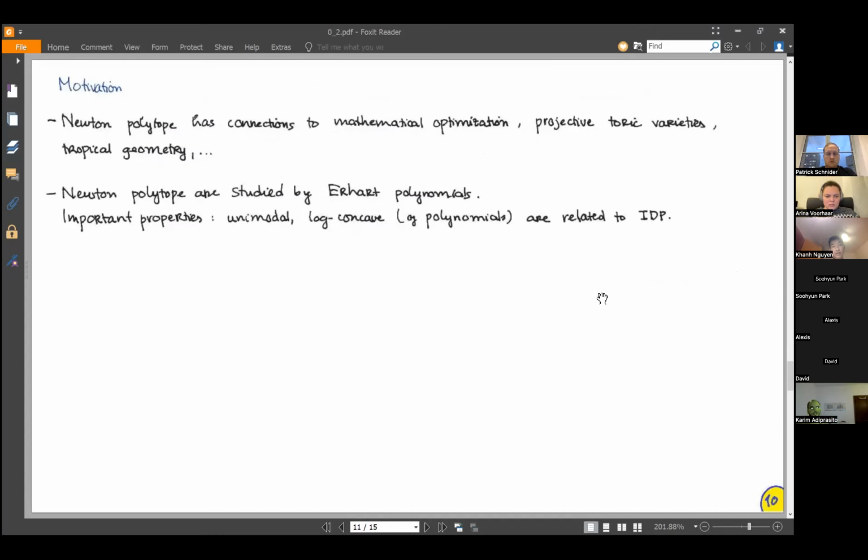Now I will explain why we care about the Newton polytope of a good symmetric polynomial. First, the Newton polytope has a connection to mathematical optimization and projective toric varieties, and it is also the central object to study tropical geometry. But here I want to emphasize the connection to the unimodal and log-concave properties of the Ehrhart polynomial associated to the Newton polytope.